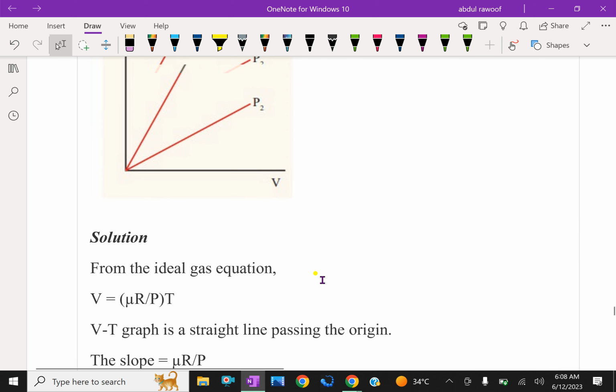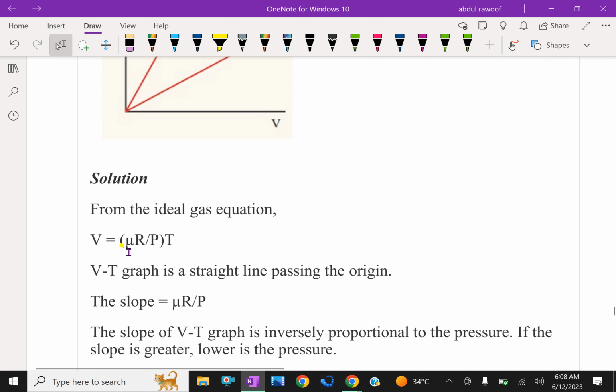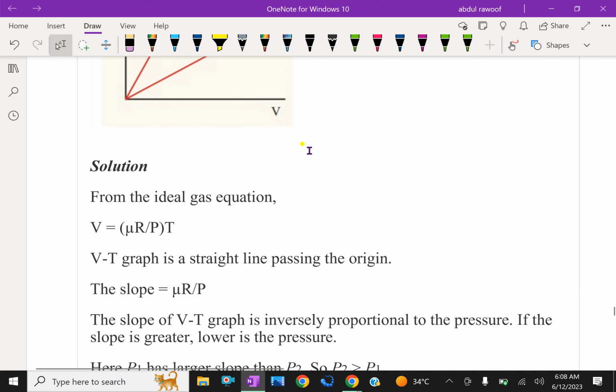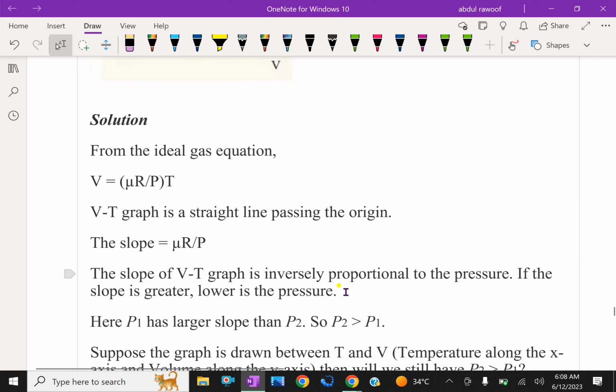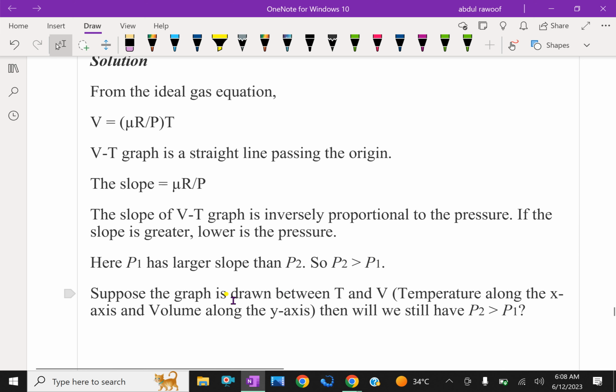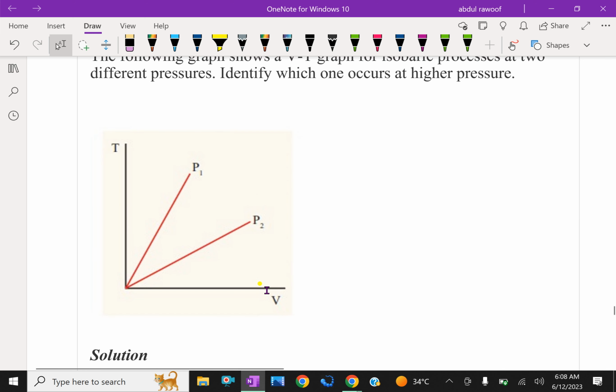From the ideal gas equation, we know that V equals μR over P into T. Then the VT graph is a straight line passing through the origin. The slope of the line is μR by P. The slope of the VT graph is inversely proportional to the pressure. If the slope is greater, the pressure is lower. Here P1 has a larger slope than P2.